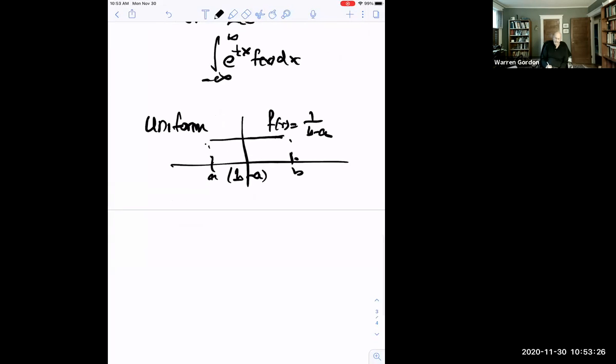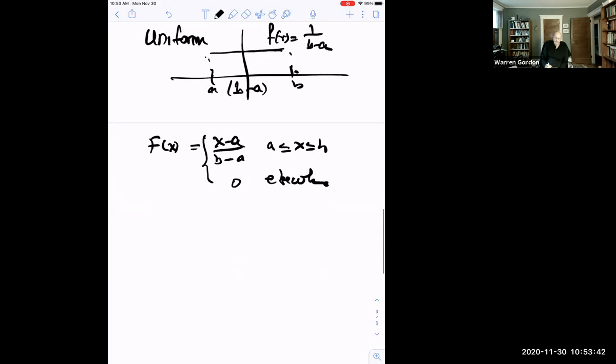And we showed for this density function, firstly, F of x is just x minus a over b minus a between a and b. It's 0 elsewhere. We also showed that E of X is the midpoint of this interval.